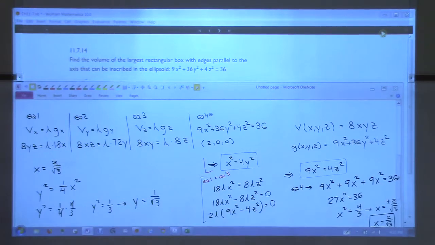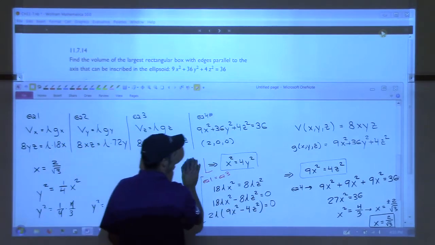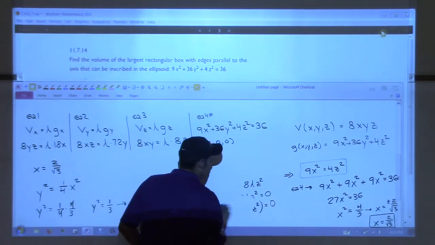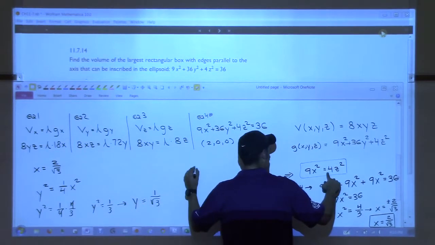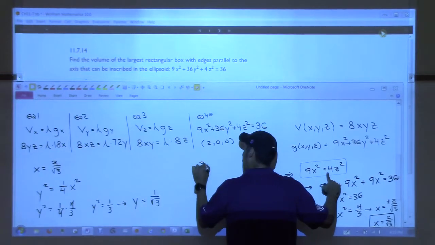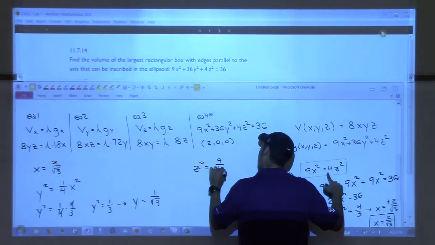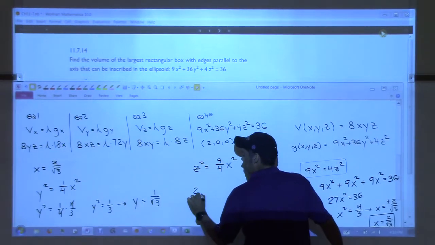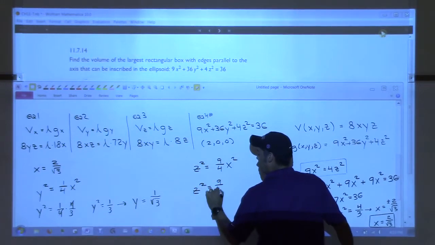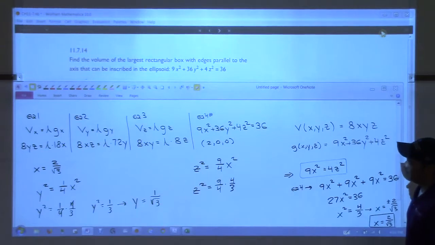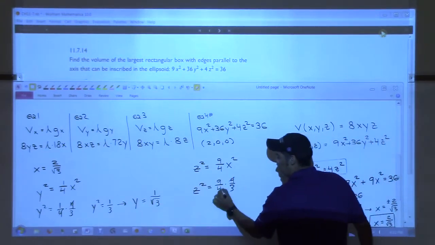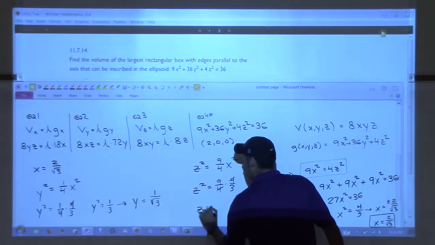Finally, we have to get z. So to get z, we know that from this, that z squared equals 9/4 x squared. That means z squared equals 9/4 times 4/3. And that means that z is equal to root 3.